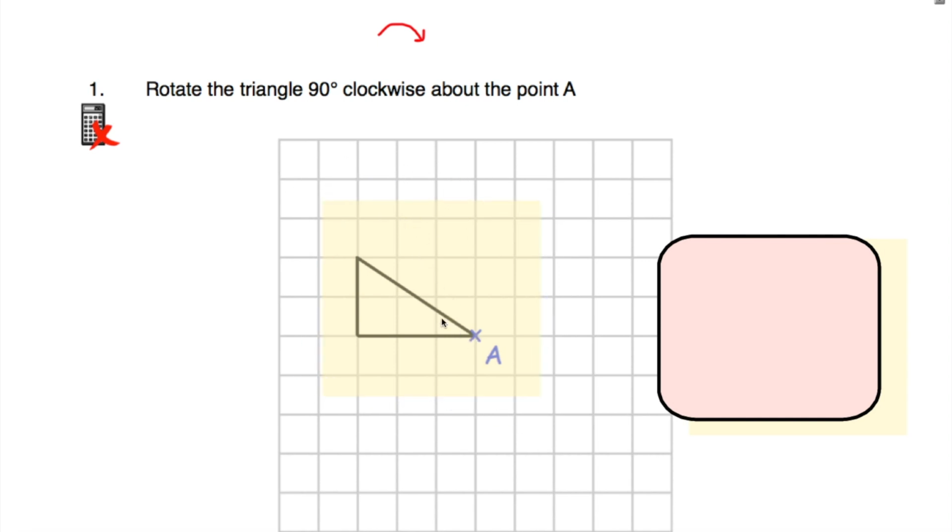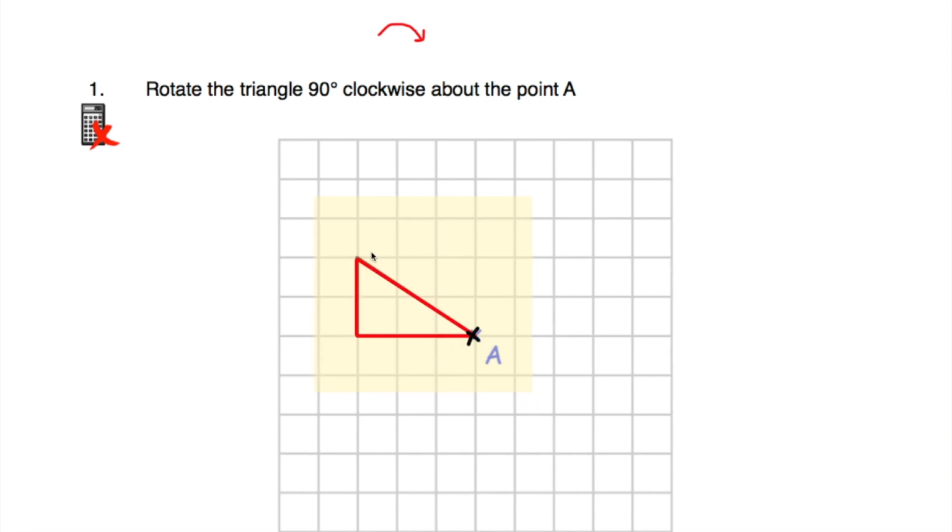So I've got my tracing paper, I've drawn over the triangle, and then I put a cross on top of the center of rotation. So it would look something like this. As you can see, we've drawn over the triangle in red, and I put a cross in black on top of the center of rotation. Now what we need to do is rotate the tracing paper 90 degrees clockwise about this point.